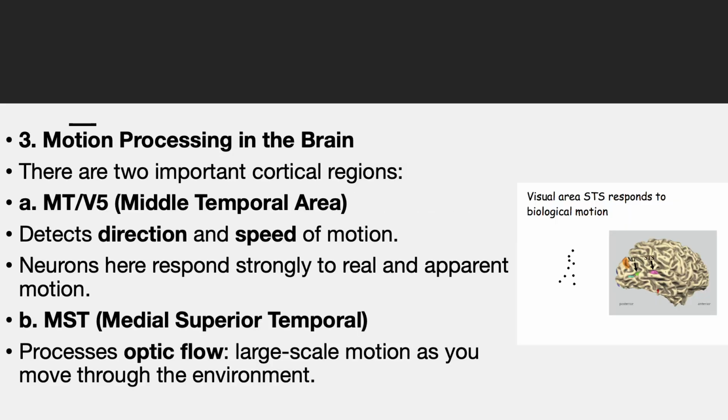The third one, we have motion processing in the brain. There are 2 important cortical regions, the first one being middle temporal area, and the second one being medial superior temporal. The middle temporal area detects direction and speed of motion. Neurons here respond strongly to real and apparent motion. Medial superior temporal processes optic flow, which is a large-scale motion as you move through the environment.